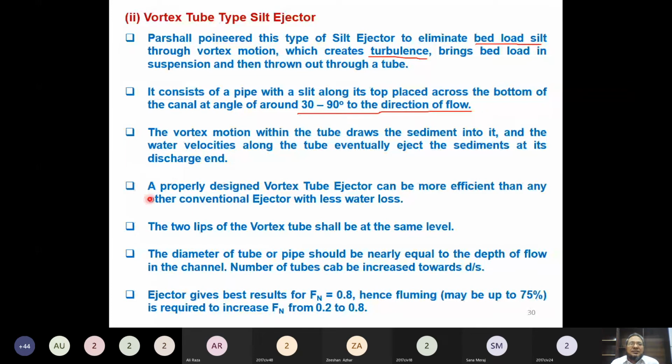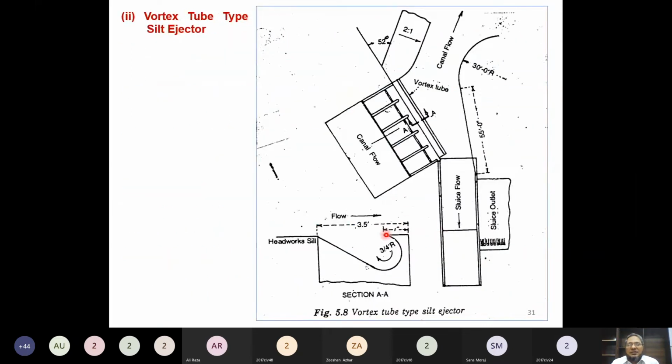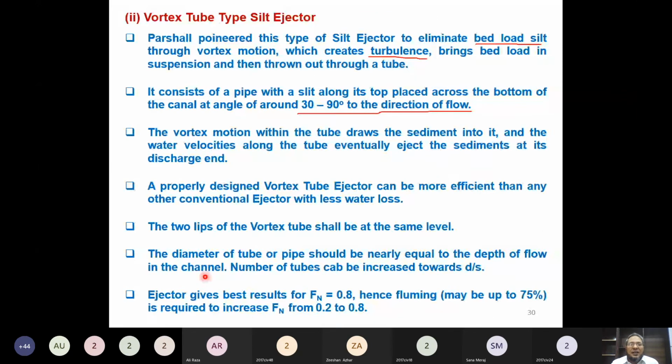And a properly designed vortex tube ejector can be more efficient than any other conventional ejector with less water loss. So it has less water loss. The two lips of the vortex tube shall be at the same level. So this is one lip, this is the other lip of the vortex tube. So this is the vortex tube. The diameter of the tube or pipe should be nearly equal to the depth of flow in the channel, as we discussed earlier. The number of tubes can be increased towards downstream.